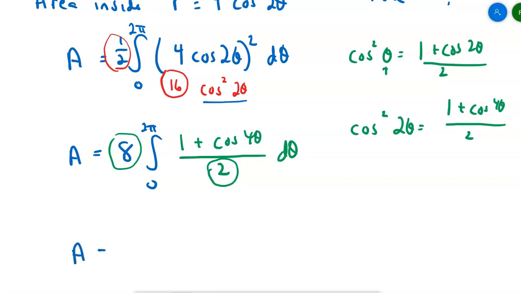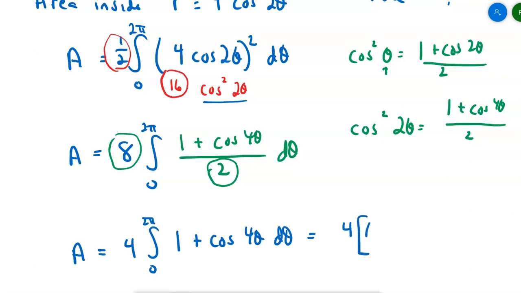Make it that the area is equal to 4 times the integral from 0 to 2 pi of 1 plus the cosine of 4 theta. And that becomes a much easier thing to integrate. All right, if I carry that across, I end up with 4 times theta plus, now if I integrate cosine, I'm going to get sine. So sine 4 theta over 4, evaluated at 2 pi and at 0.